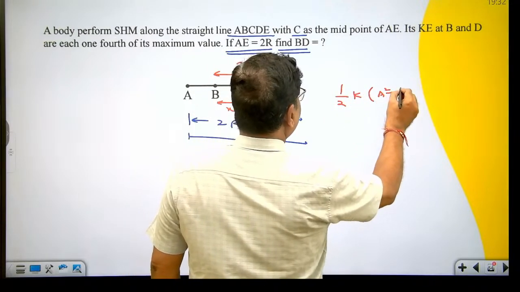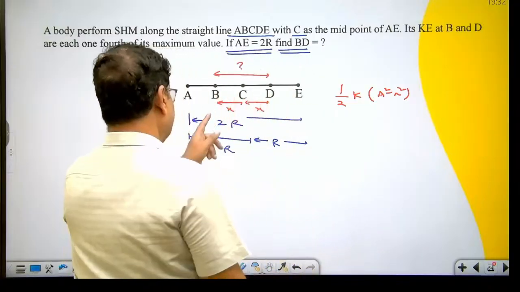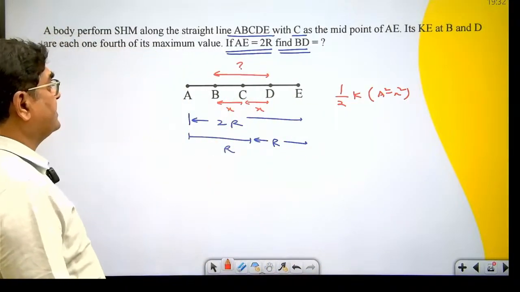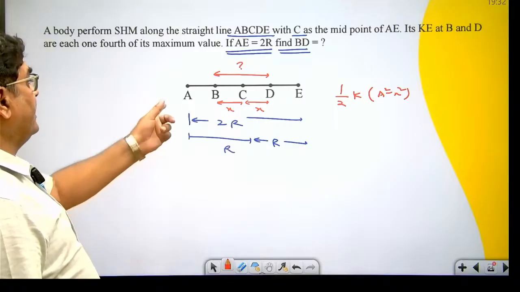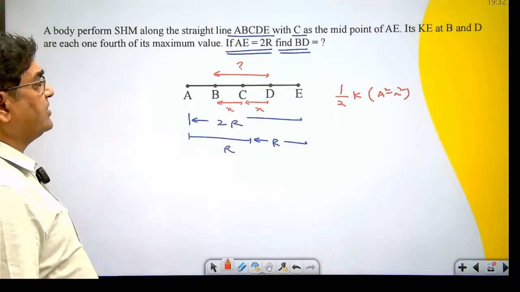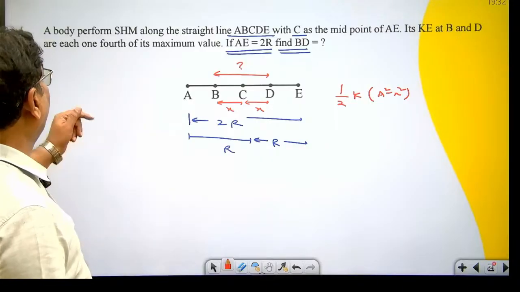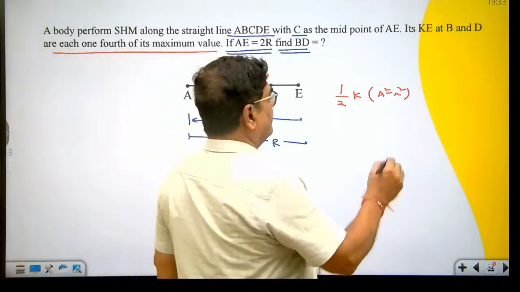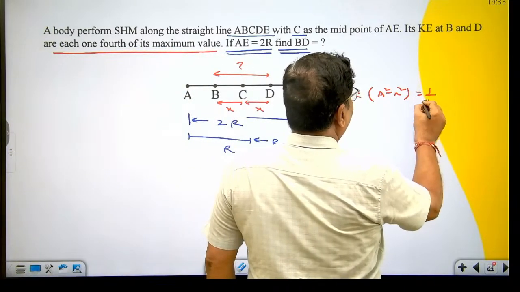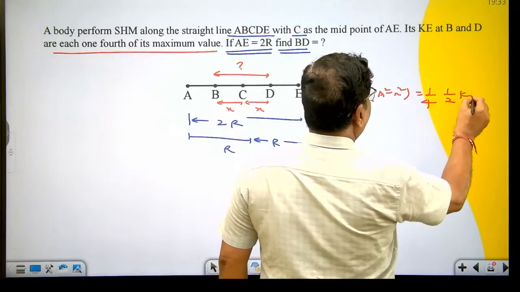A square minus X square. B and D are located at the same position with respect to C, because kinetic energy at B and D is the same. Kinetic energy at B can be written with respect to mean position as half K (A square minus X square), and this is equal to how much? One fourth of the maximum value. Maximum value is how much? Half K A square.